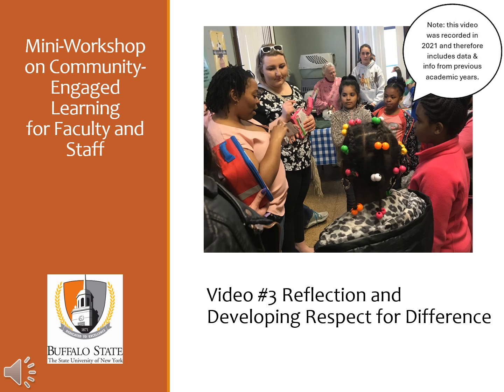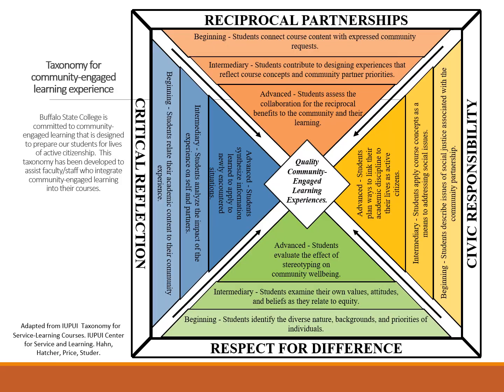We introduced this taxonomy to you in an earlier video. We will break it down and show how the student learning outcomes are incorporated into this taxonomy. Here we have our student learning outcome taxonomy for quality community engaged learning experiences. In this particular video workshop, we're going to be looking at critical reflection, which is on the left side of the taxonomy, and respect for difference, which is on the bottom of the taxonomy.